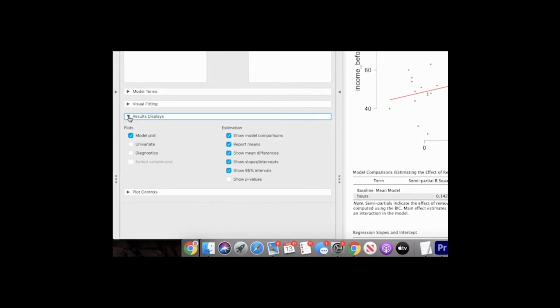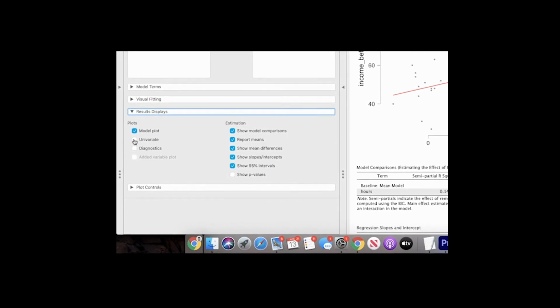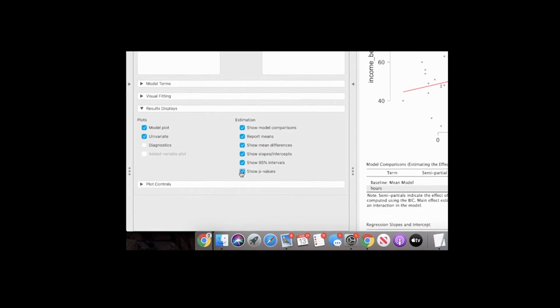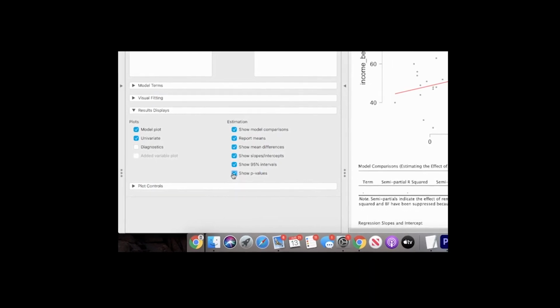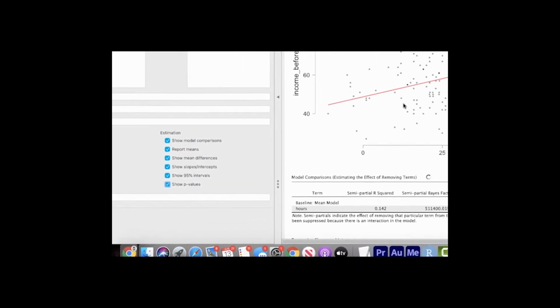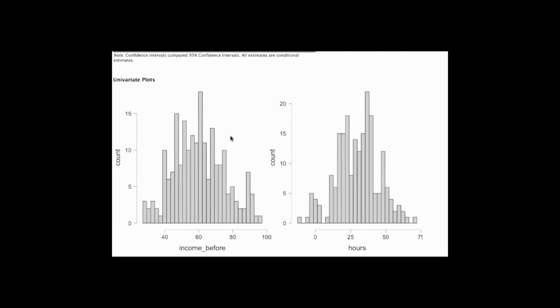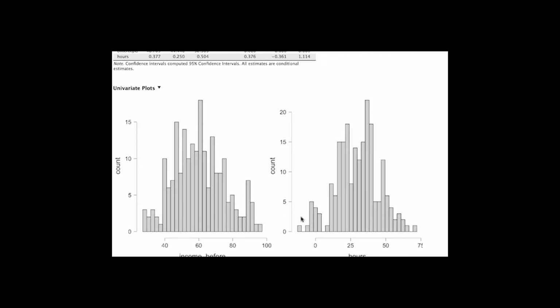And just like we've done before, I'm gonna go down to results displays, and I'm going to click on univariate. And I'm also gonna click on show p-values, even though I don't like them, just because, again, you might be required to give those. So, I'm gonna start down here. We've already looked at income before, but we also have hours. It ranges from negative something to 75.